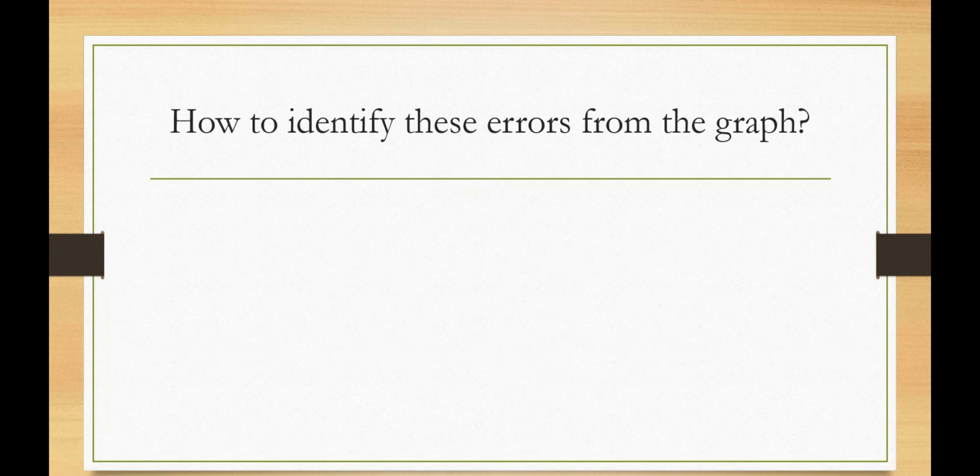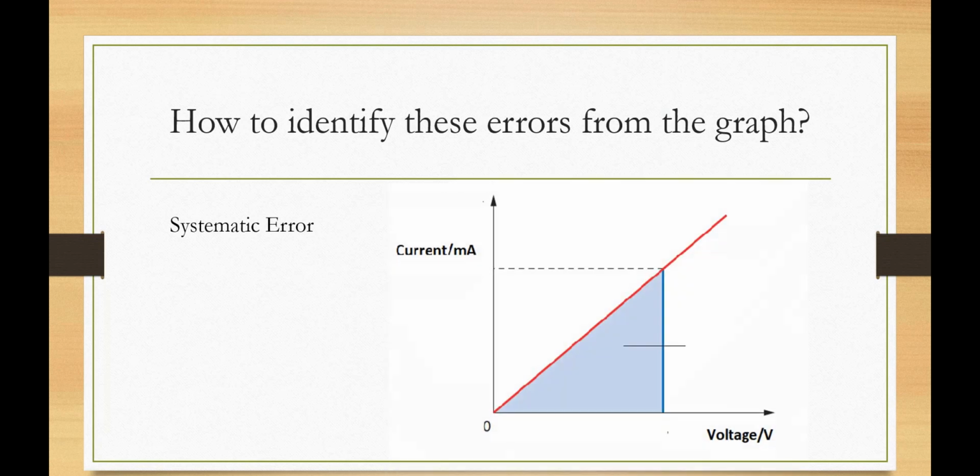How to identify these errors from the graph? Let's look at systematic error first. Graph of voltage versus current. The given graph is what is expected. That is, when the voltage is 0, the current should also be 0. You can see that.